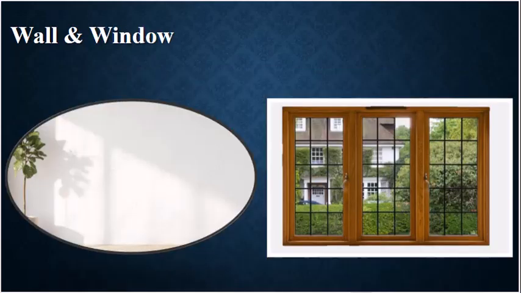Wall and window. Walls and windows are critical components of the building envelope, influencing thermal performance and daylighting. Walls provide structural support and insulation, while windows allow natural light and views. The choice of materials and construction methods affects heat gain, loss, and overall energy efficiency. Proper placement and selection of windows enhance daylighting and ventilation while minimizing heat transfer, contributing to a comfortable indoor environment.